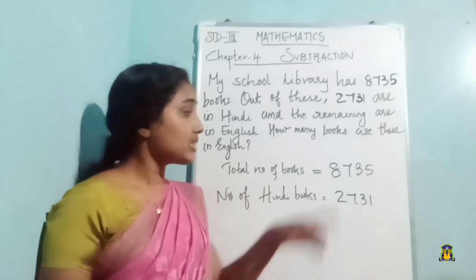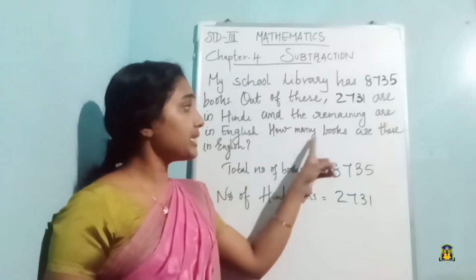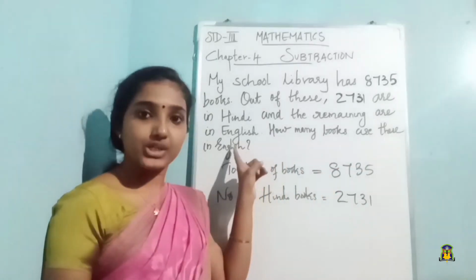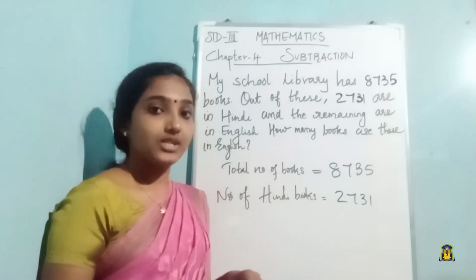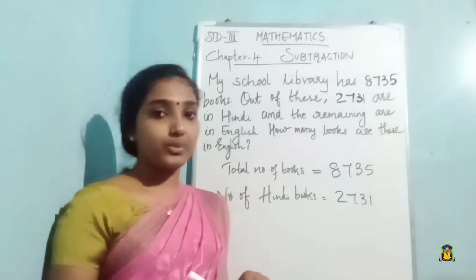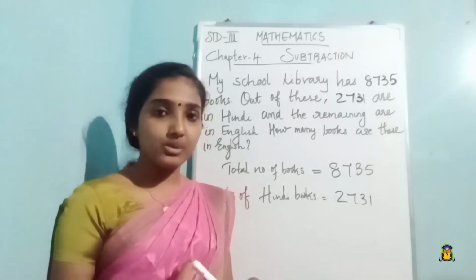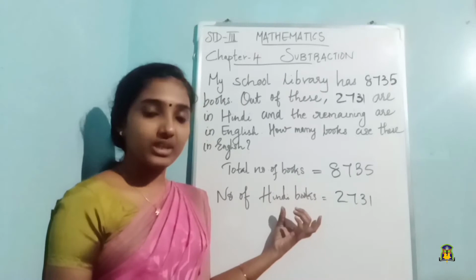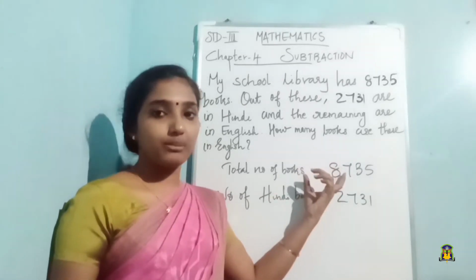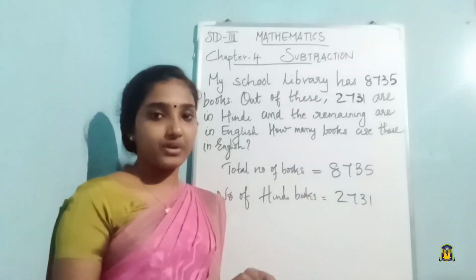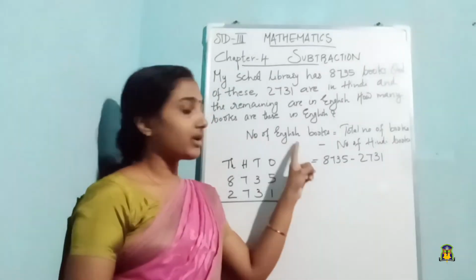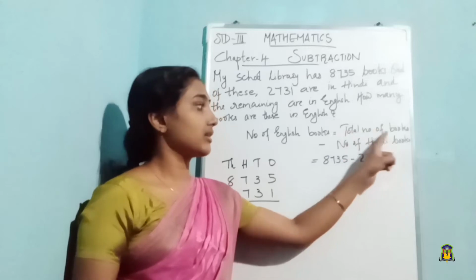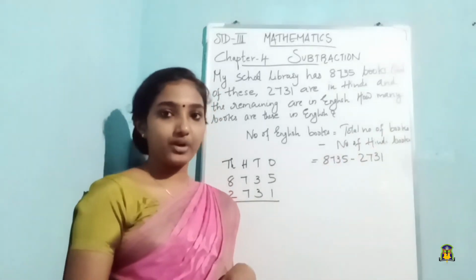These all things are given in the question. And now what is the question? How many books are there in English? So we have to find the number of English books, right? So to find the number of English books, what we have to do? We have to subtract the number of Hindi books from the total number of books to get the number of English books. Okay. So here number of English books equal to total number of books minus number of Hindi books.